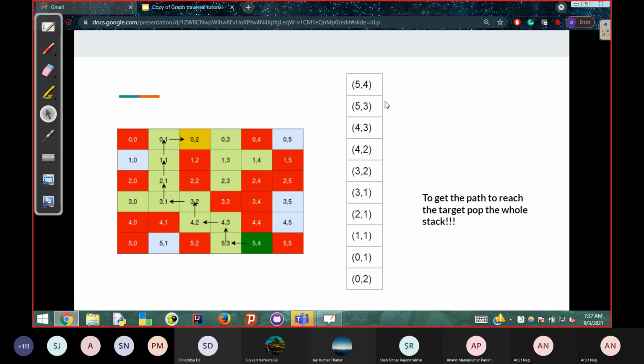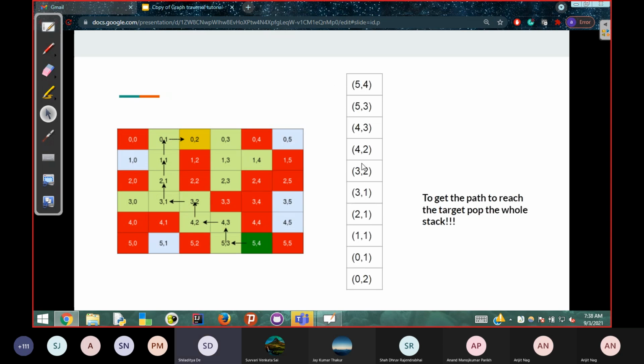If you want to print the reverse order, from the start to the last, then you will just need to reverse. That is an implementation thing. I'm just saying you don't need to do anything fancy. You just pop this stack and just print it.